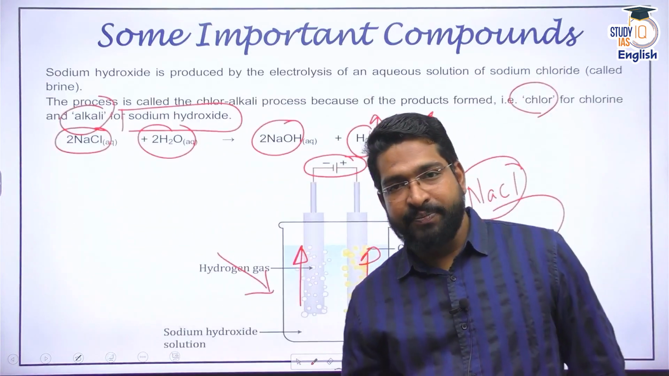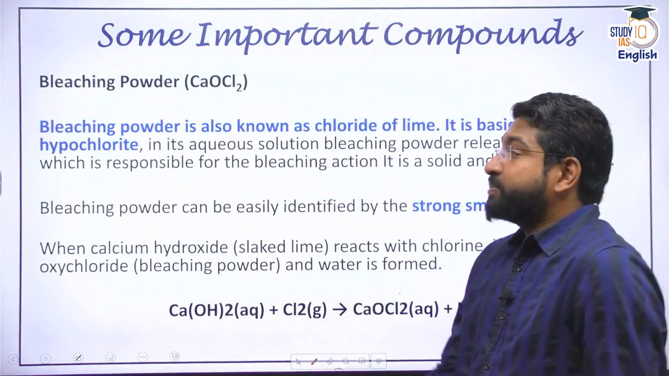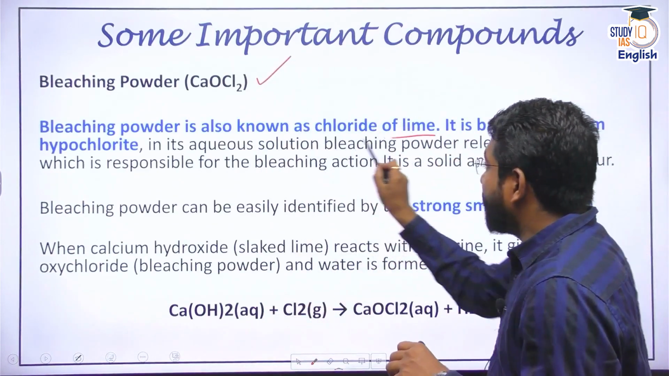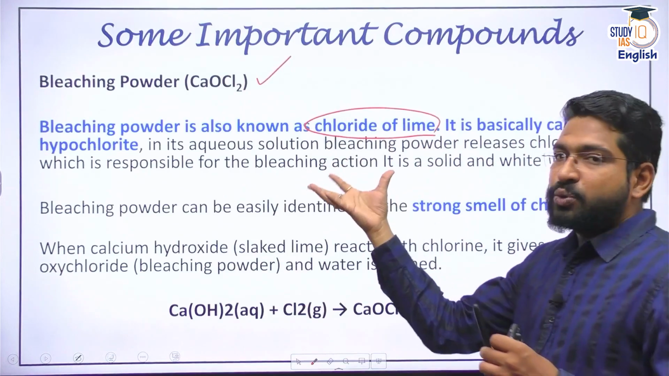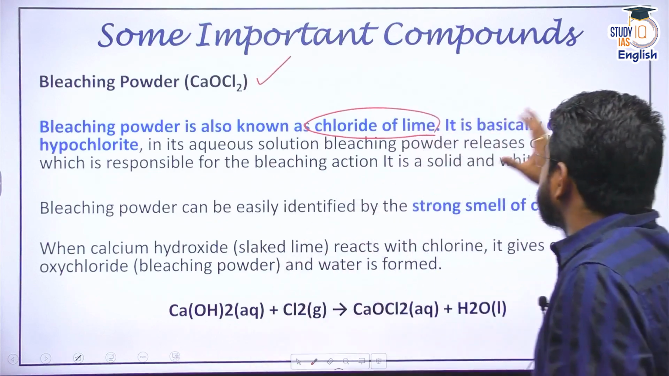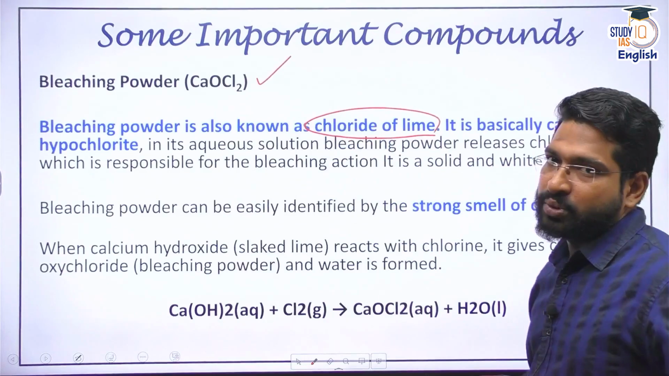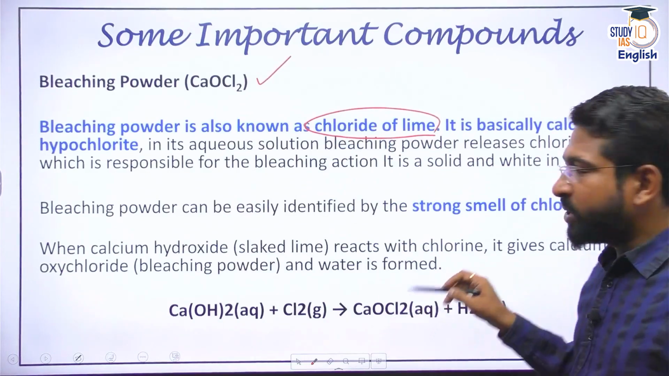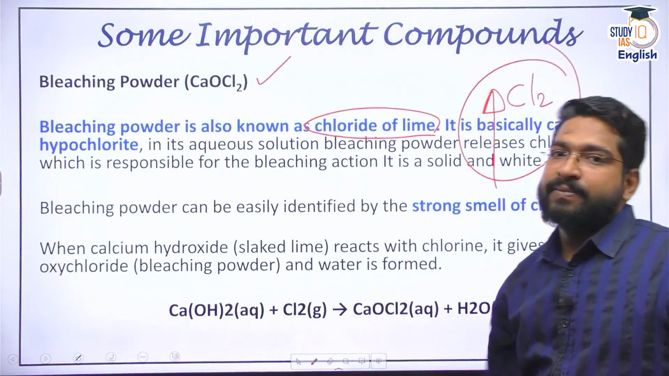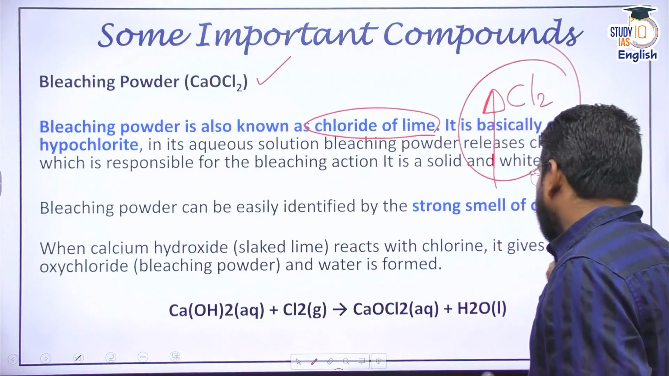Sodium hydroxide. Apart from sodium hydroxide, another product, a mixed salt that we use regularly, is the bleaching powder. Bleaching powder is also known as chloride of lime, and commonly we use bleaching powder to bleach, to clean something. Its chemical name is calcium hypochlorite, CaOCl2. In an aqueous solution, the bleaching powder will react with water and it releases chlorine, Cl2 gas. Whenever bleaching powder is added to water, it gives a very strong smell, that is the chlorine smell.